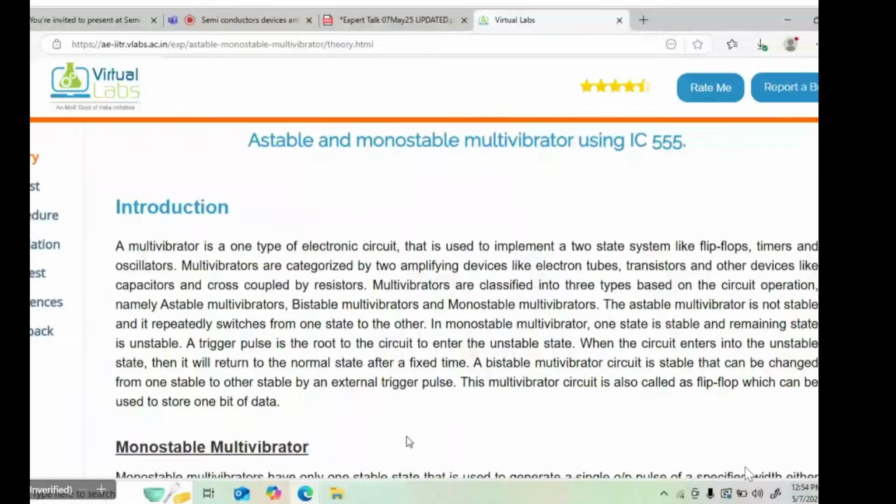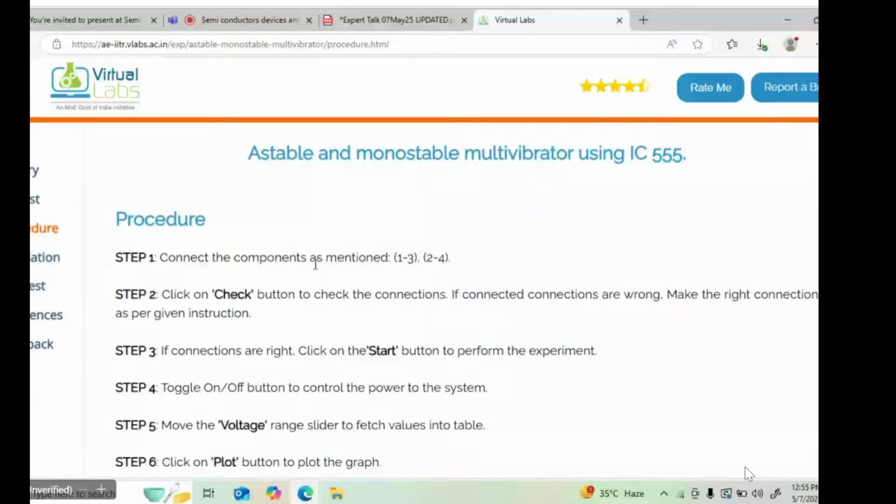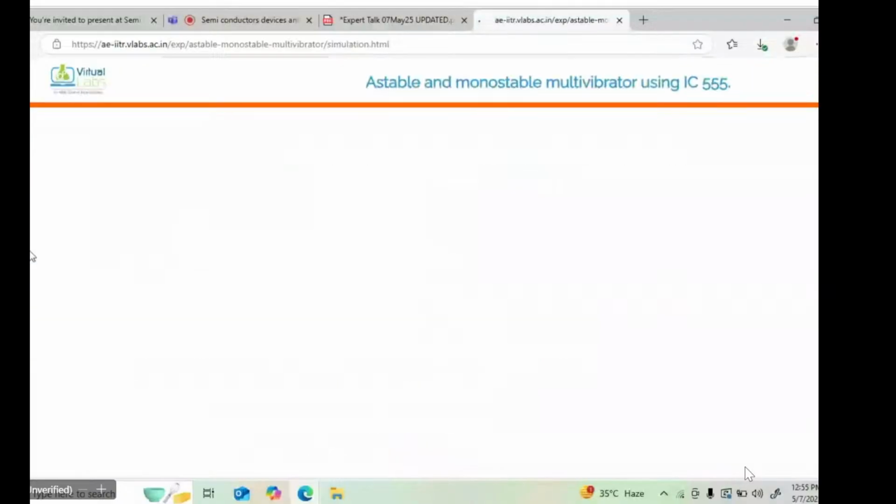Now we have come to the simulation part. Now this is the procedure here. In the procedure, they have also given the connections: how you can make an astable multivibrator using 555, and how you can make a monostable multivibrator using 555. This is the procedure they have given. I am skipping this and coming to the simulation portion only.